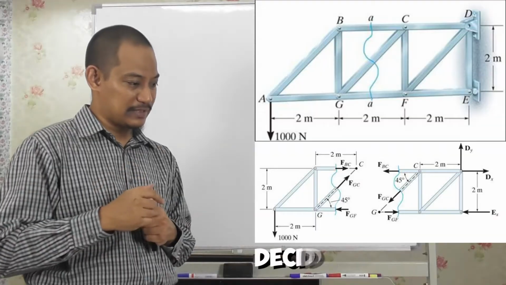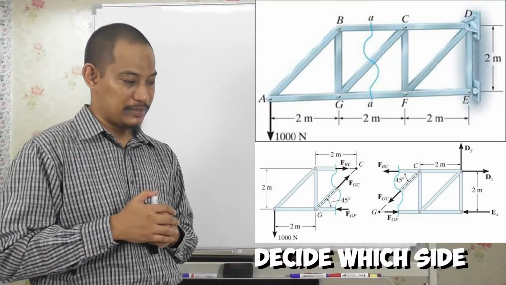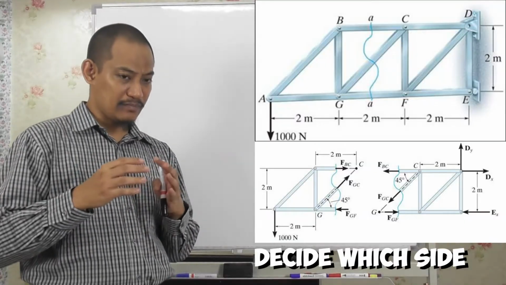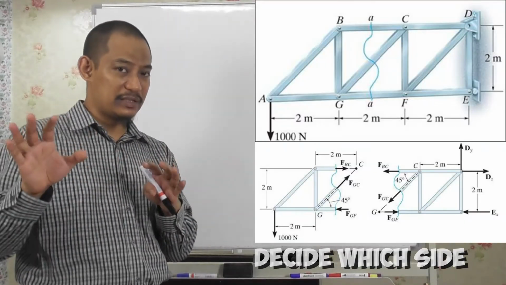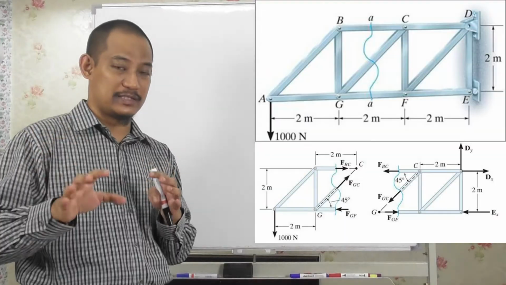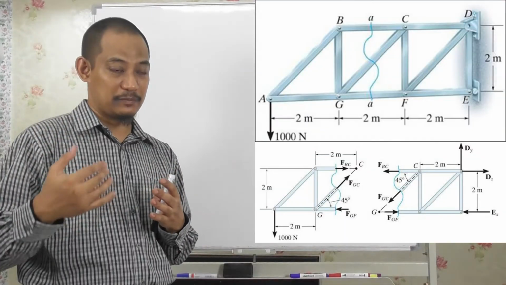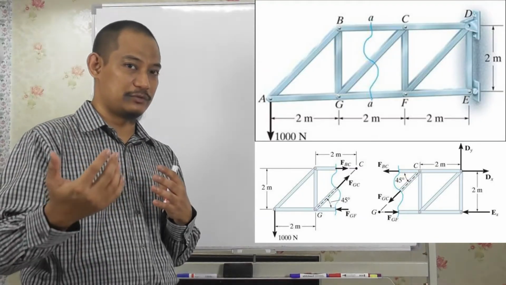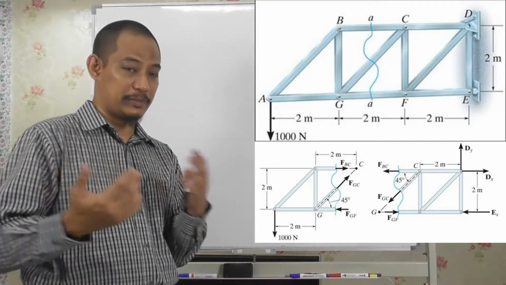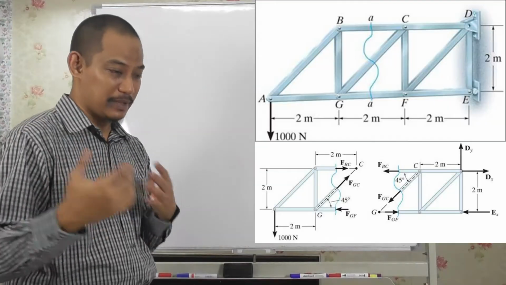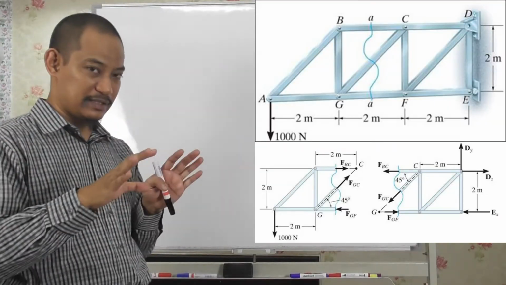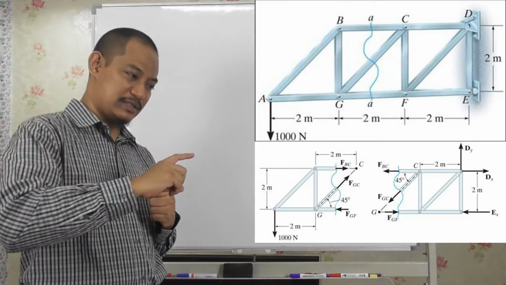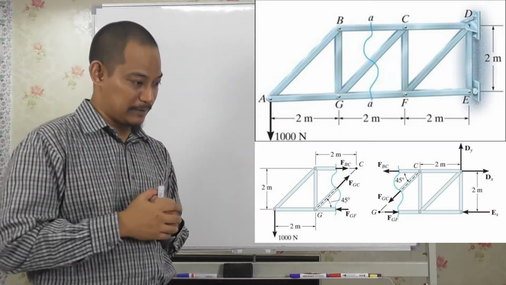Number two, decide which side of the cut truss will be easier to work with. Now, either way, you should get the same answer. It's just that one side can be longer or more difficult to compute compared to the other, right? So that's where by exercise, or just by understanding and looking at both sides, you may be able to determine, okay, maybe it's easier to take the left, for example, right?